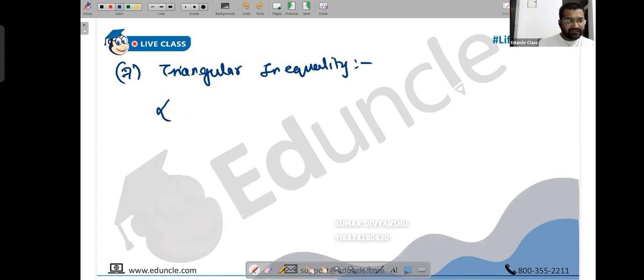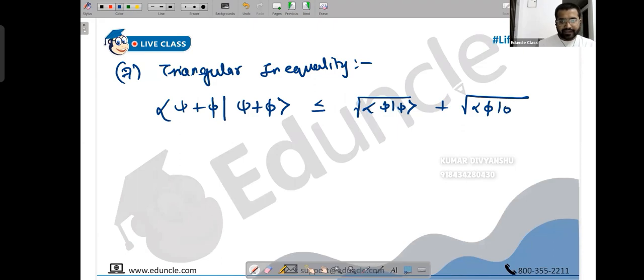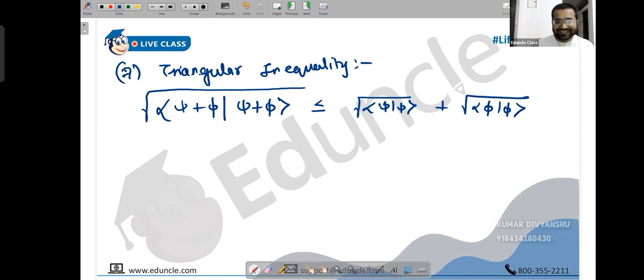Under root of psi plus phi into psi plus phi. This is less than or equal to under root of psi plus under root of phi. Okay. So psi phi are matched. And I think there should be an under root here also. Psi plus psi and phi plus phi. That's psi, no? My handwriting. Okay. Psi and phi. Okay.